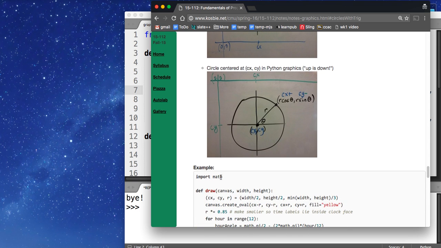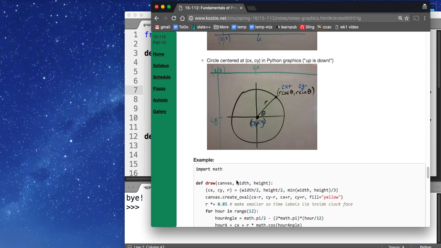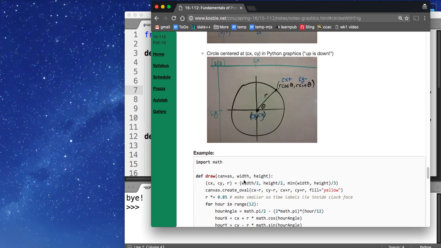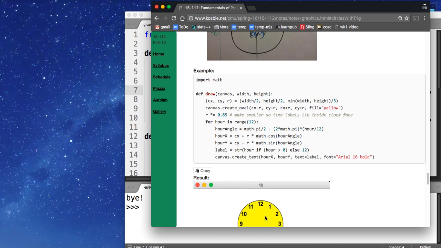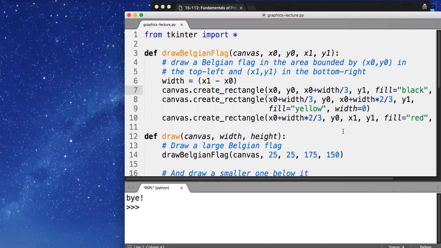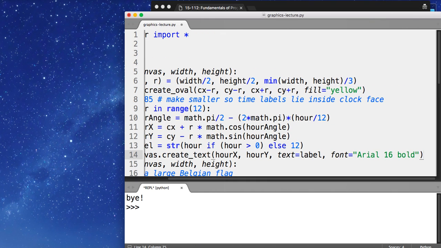So here's finally an example. You have to import math because math is going to be doing the sine and cosine. And we're going to make this picture right here. Let's go ahead and actually copy this code and paste it, run it, and then discuss it. So we'll paste it here. By the way, you naturally should be playing along at home.